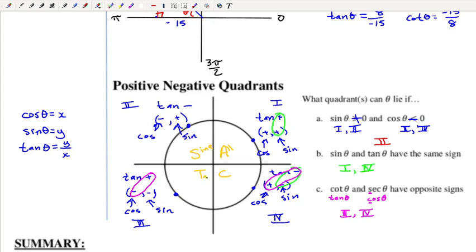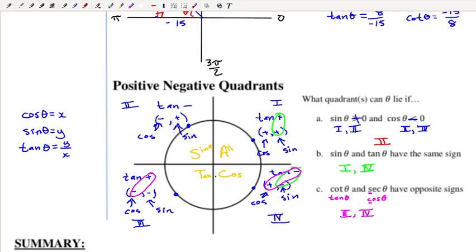T stands for tangent, so tangent in this quadrant is positive, but cosine and sine are negative. And C stands for cosine. Only cosine is positive in this quadrant, tangent and sine are negative. So if you remember that, all students take calculus, or all students take chemistry, whatever you like, make up your own that you can remember better. A, S, T, C, 1, 2, 3, 4. That'll help you remember what's positive in each quadrant.